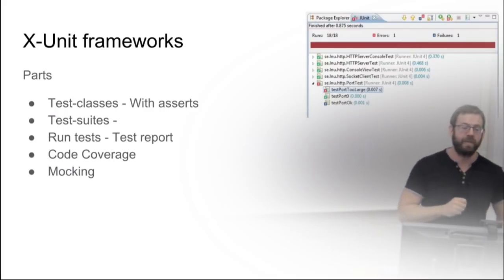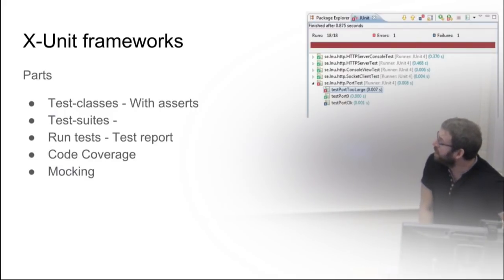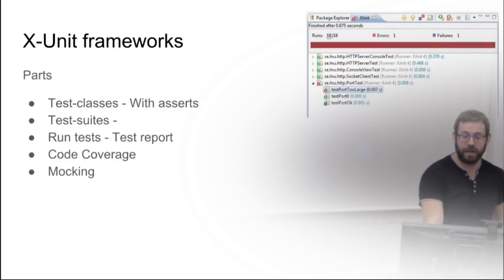A framework usually also provides a means of running these tests. And on the right-hand side, this is from Eclipse, we can see a test report where it says that we ran 18 tests, 1 failed and 1 error. And here with error, I think that means an exception has been thrown, perhaps divided by 0 or something like that. And failure is when we get a different output from the expected output. So we can see all the tests for these parts succeeded, and then test port too large had an error, and test port OK failed.